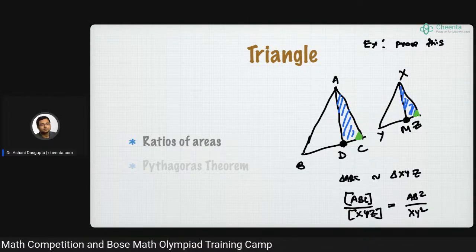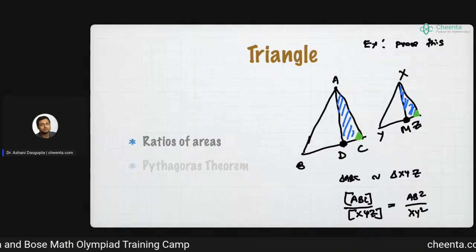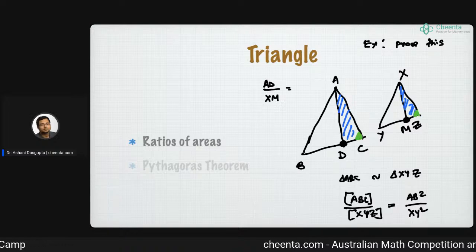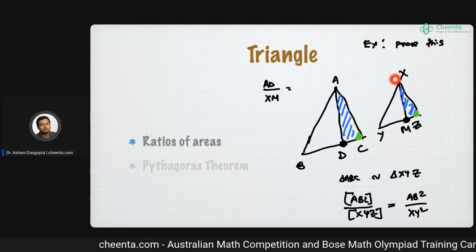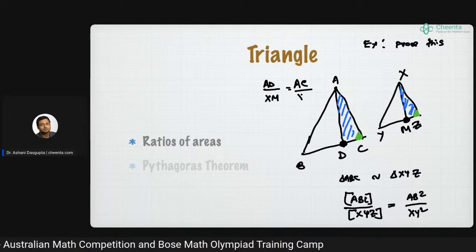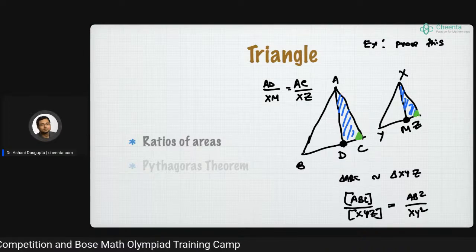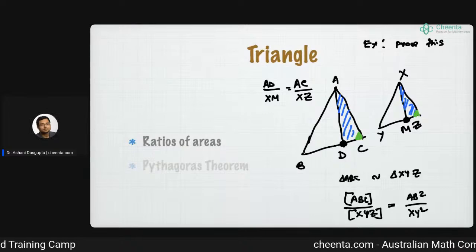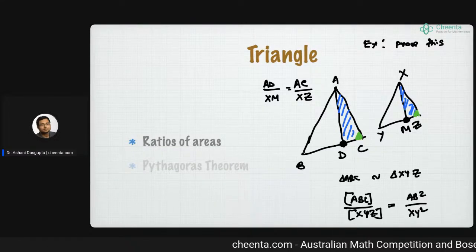So basically what you can do is you can take the ratio of the heights and say that the ratio of the heights is equal to the ratio of AC by XZ. And now you should be able to finish this proof because it's just one line from here. You have to try.